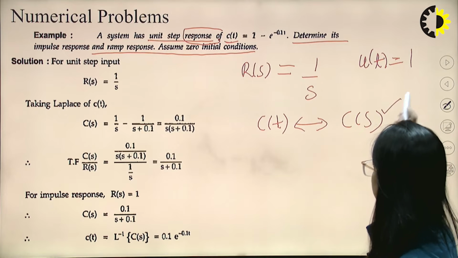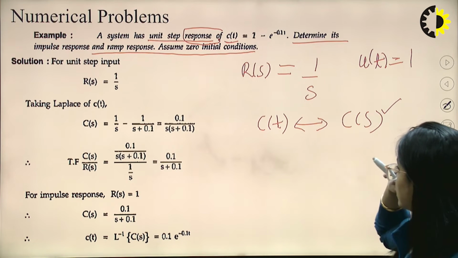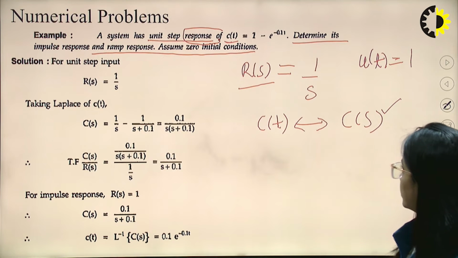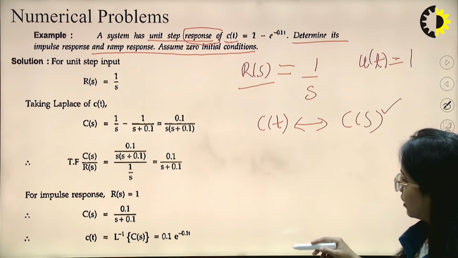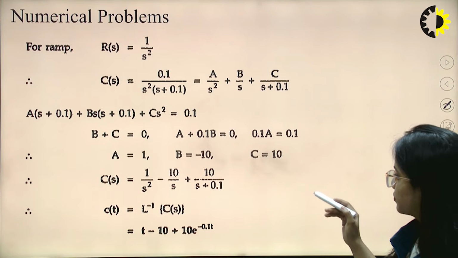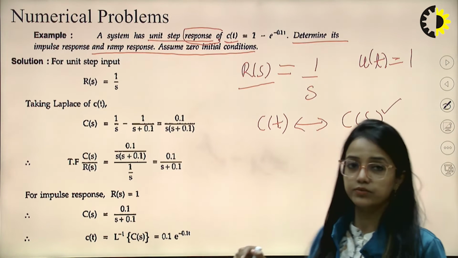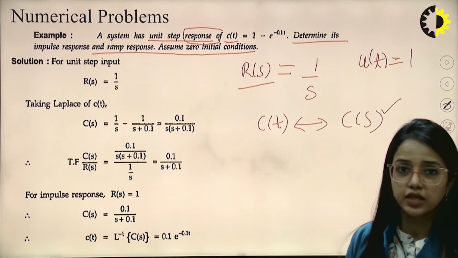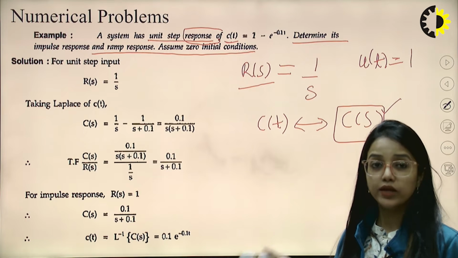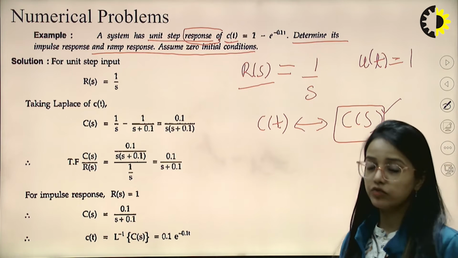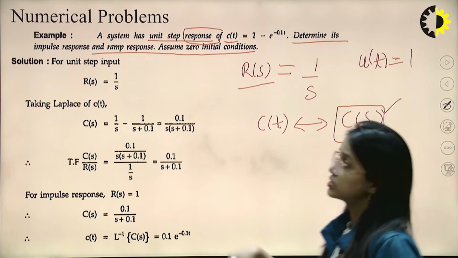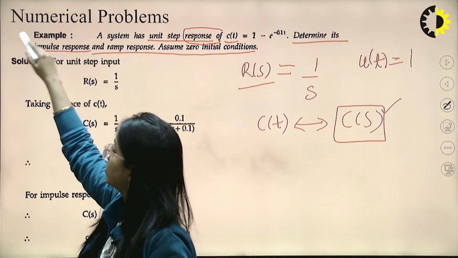So when we have CS, and also we have the value of RS, we can have the ratio of the two of them. Now what we are actually doing is this: CS is composed of the response when RS was 1 by S. Of course, we have to see the impact on output when the input becomes impulse, problem number 1.